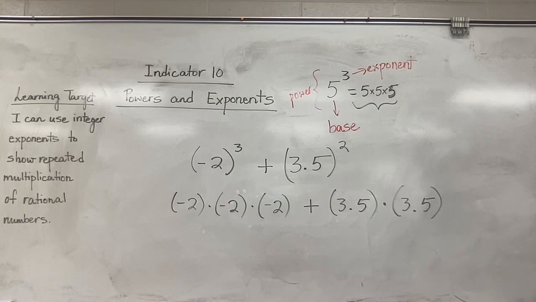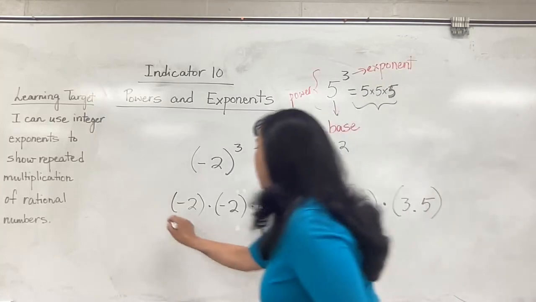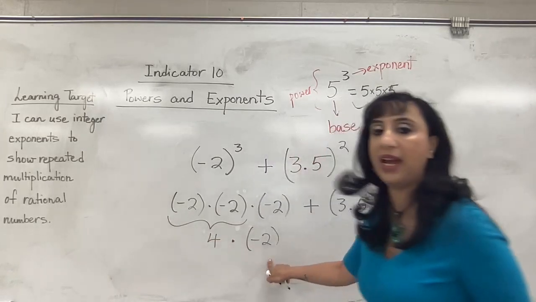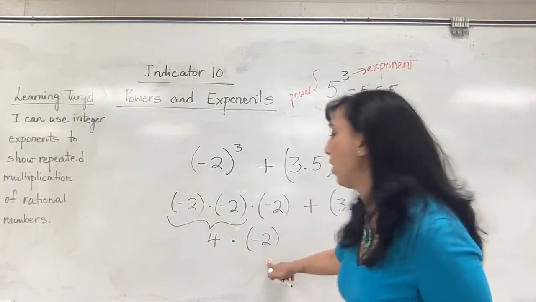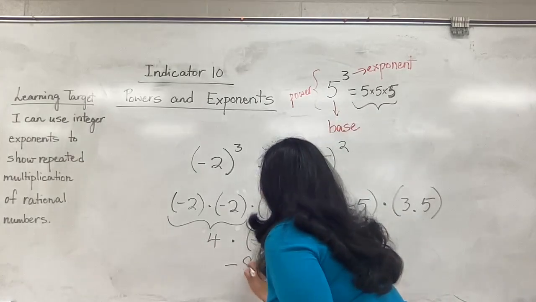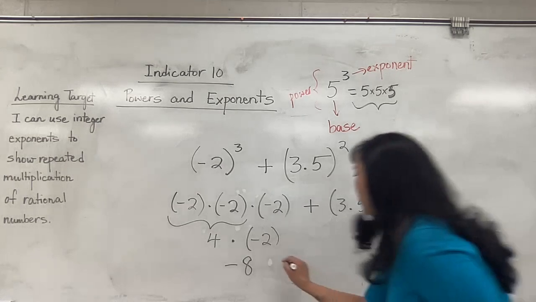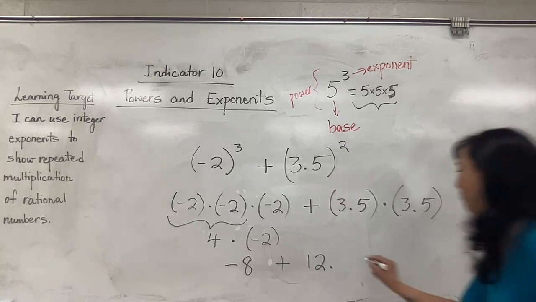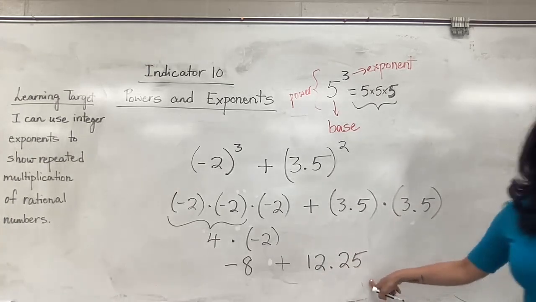So when I say negative 2 times negative 2, I get a positive 4, right? So this gives me positive 4 times negative 2. Positive times negative is going to give me a negative answer, right? Opposite signs gives me negative. So 4 times negative 2, I get negative 8 over here, okay? And then 3 and 5/10 times 3 and 5/10, I am going to get plus 12 and 2500. Okay, so 3 and 5/10 times 3 and 5/10 gives me 12 and 2500.